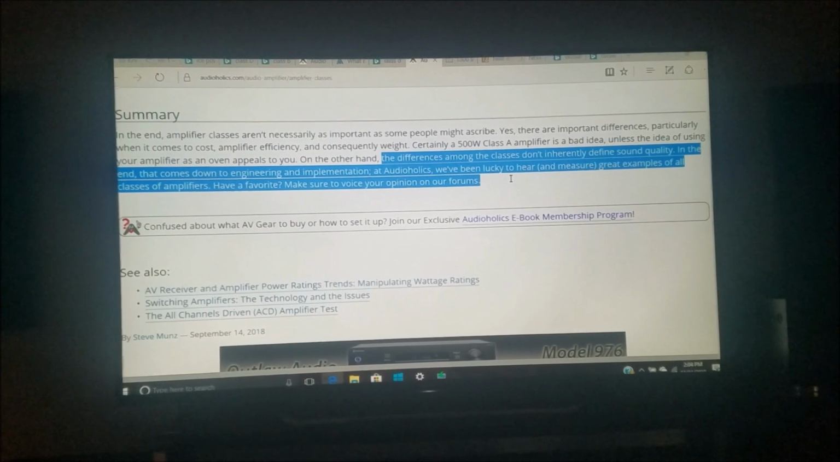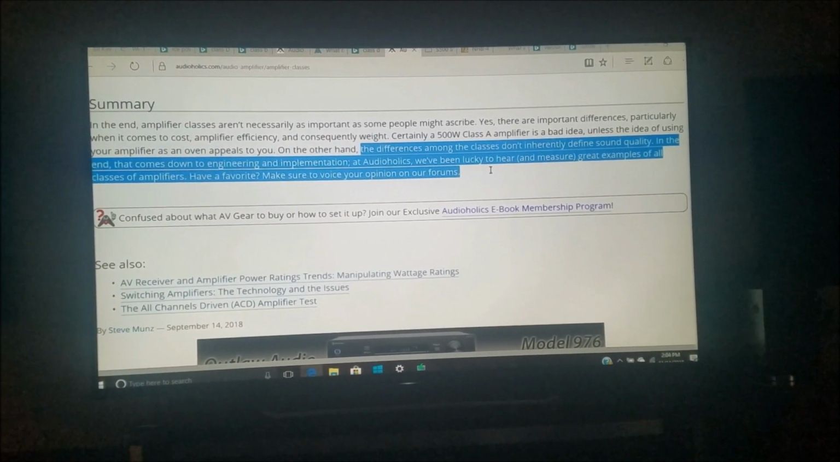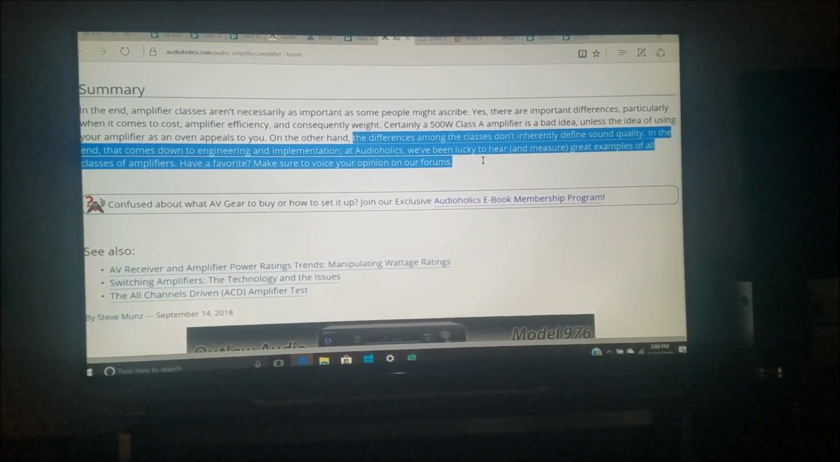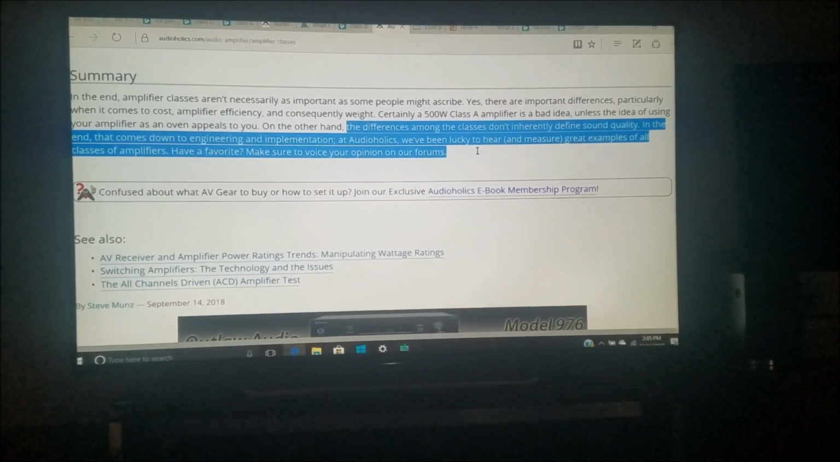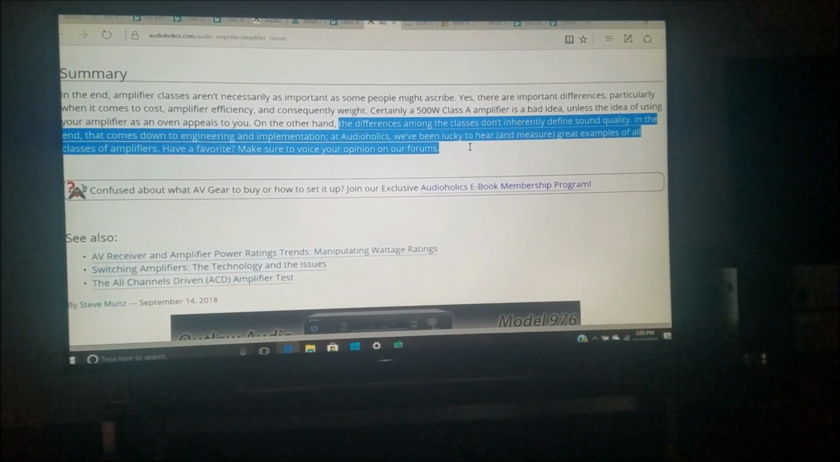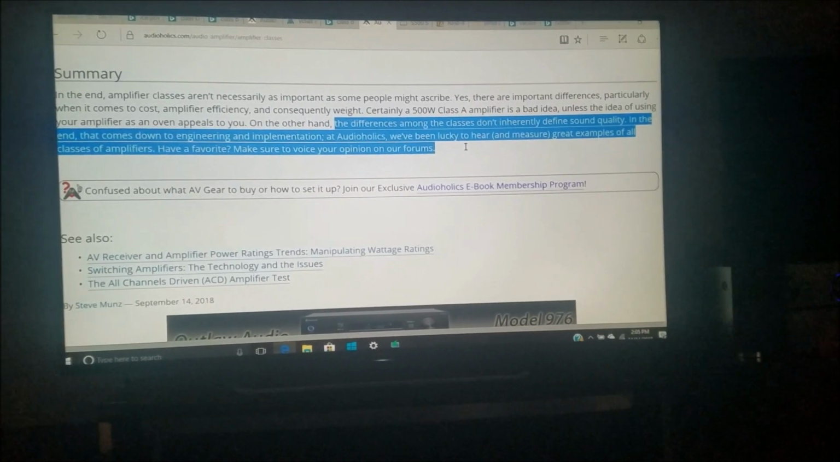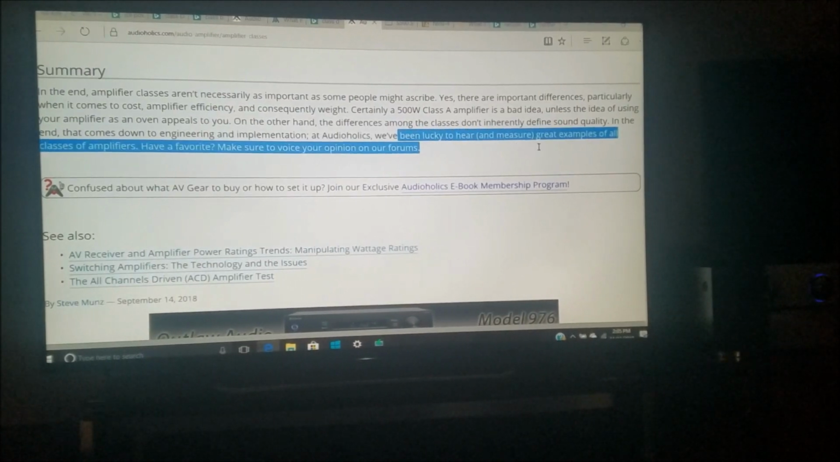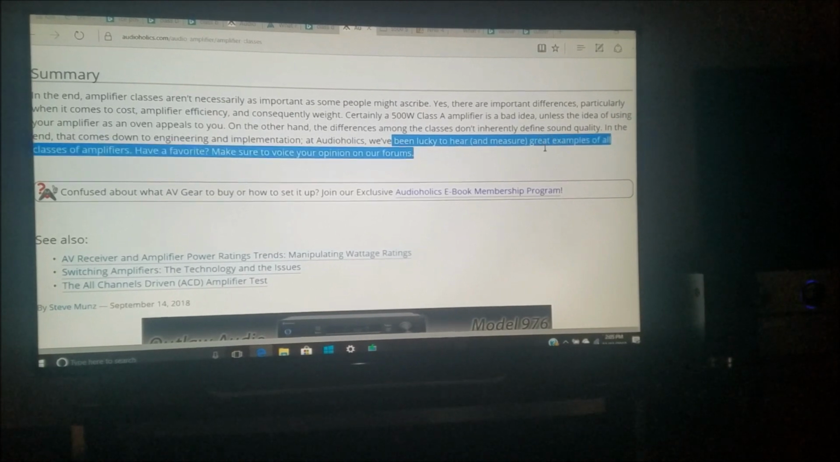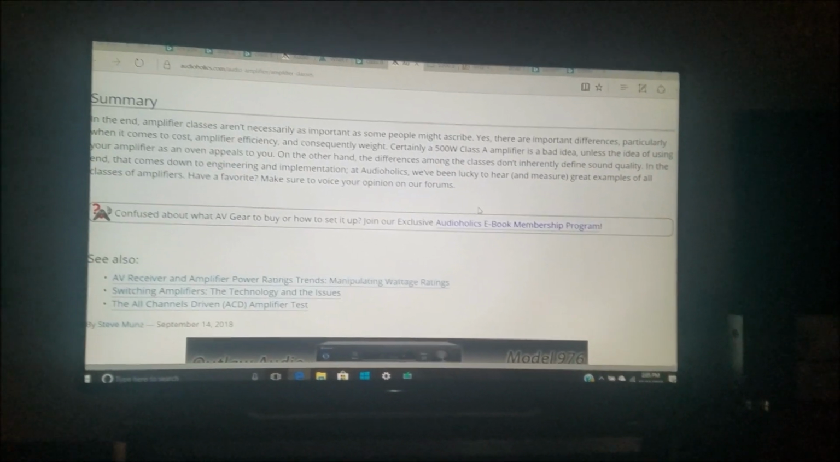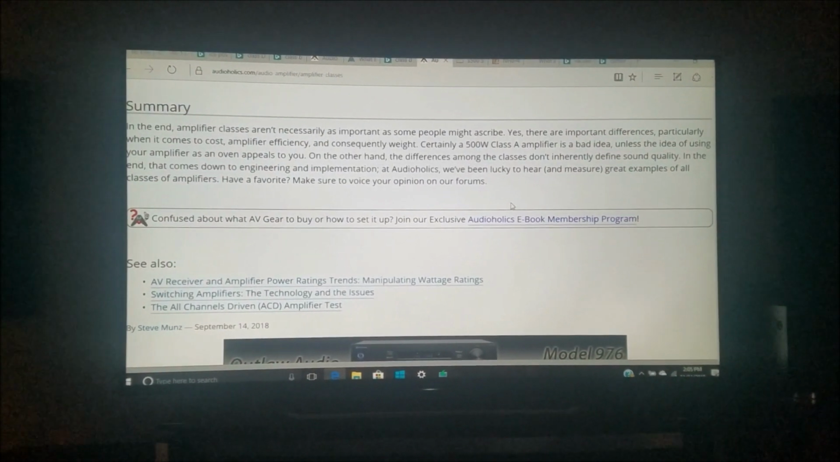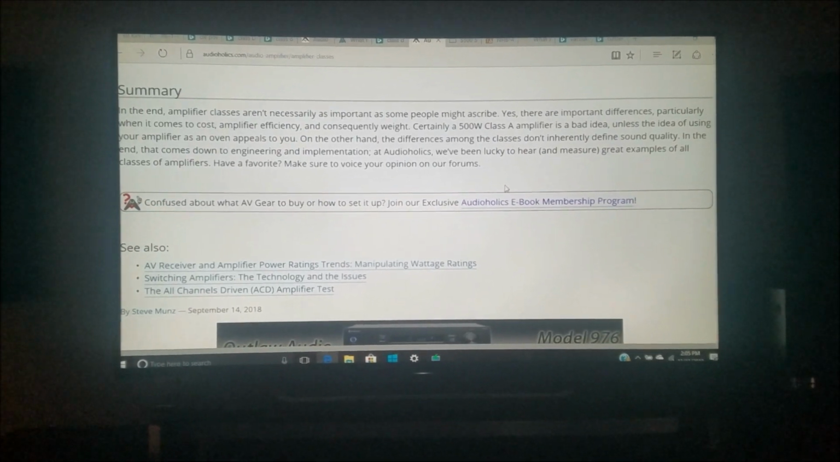But you still got to think about this. The classes don't necessarily define the sound quality. In the end, that comes down to the engineering and implementation that was provided with that particular design. Every product is different. Most people are lucky enough to hear and somewhat measure a good example of all of them, but a lot of us don't get the time or possibility to even hear different amplifier designs or know the difference.